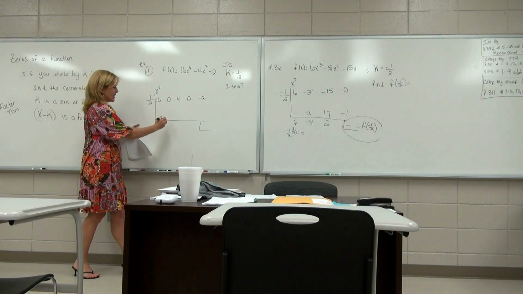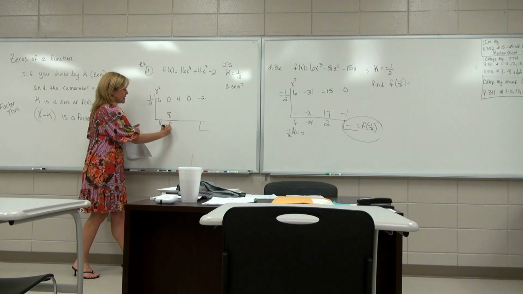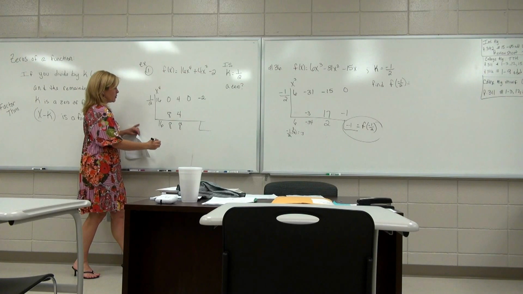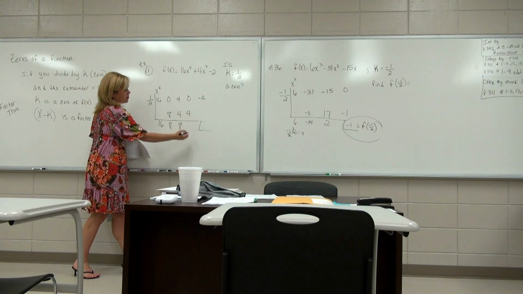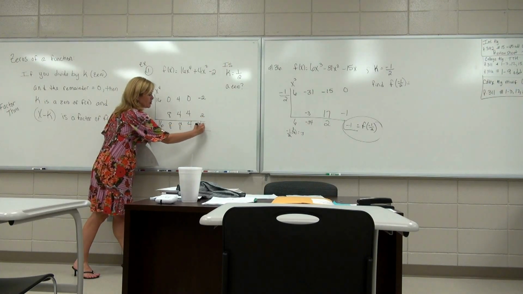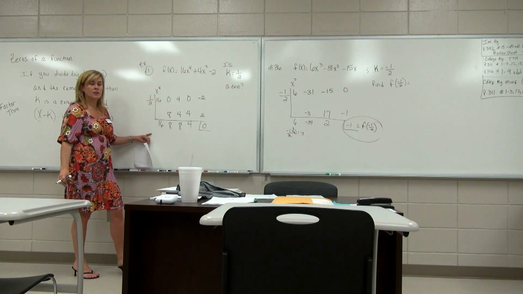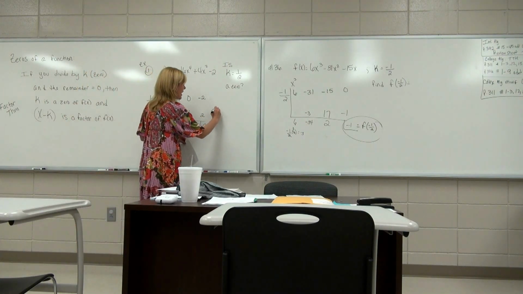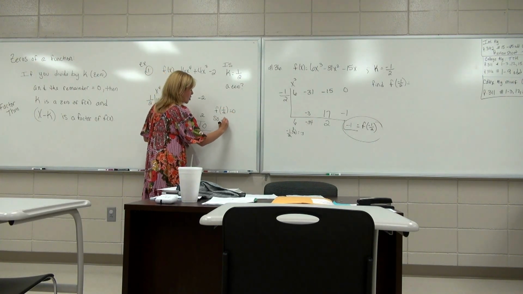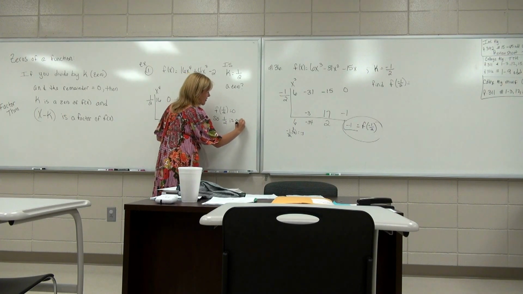What's half of 16? 8. 0 plus 8 is 8. What's half of 8? 4. 4 plus 4 is 8. What's half of 8 again? 4. 0 plus 4 is 4. What's half of 4? 2. So I got a remainder of 0. So that means f of 1/2 equals 0. So 1/2 is a 0 of f of x.